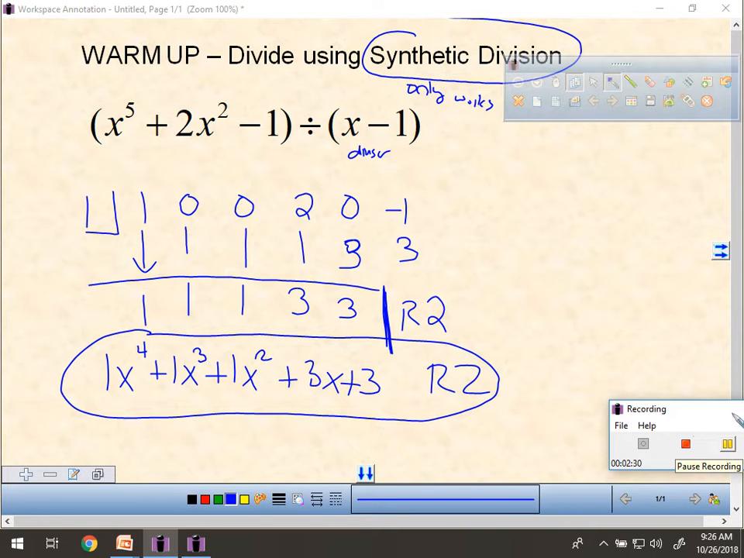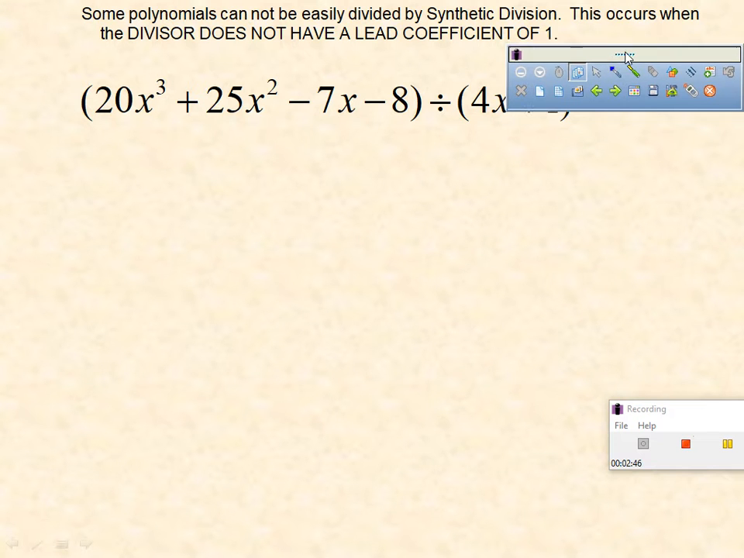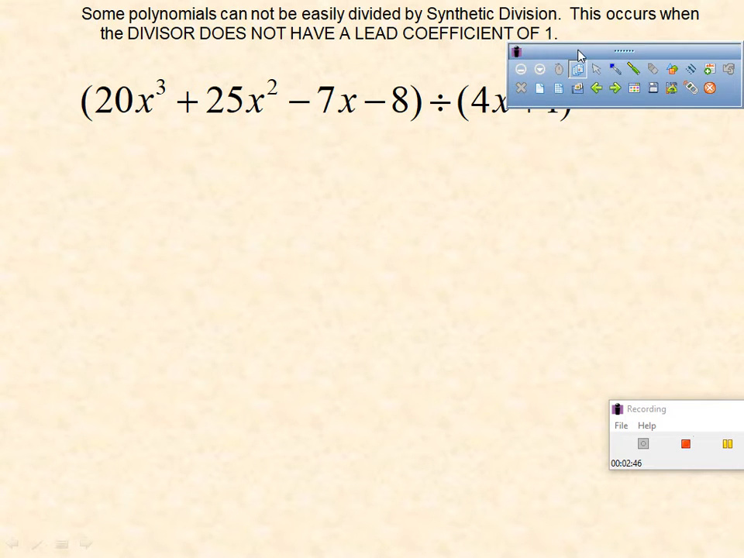Your essential question for today is, how do we divide polynomials by long division? And again, one of the applications of long division is it's used in Calc 2 to help you find indefinite and definite integrals. So let me give you an example right off the bat, and I'm going to move this out of the way so you can see it better.